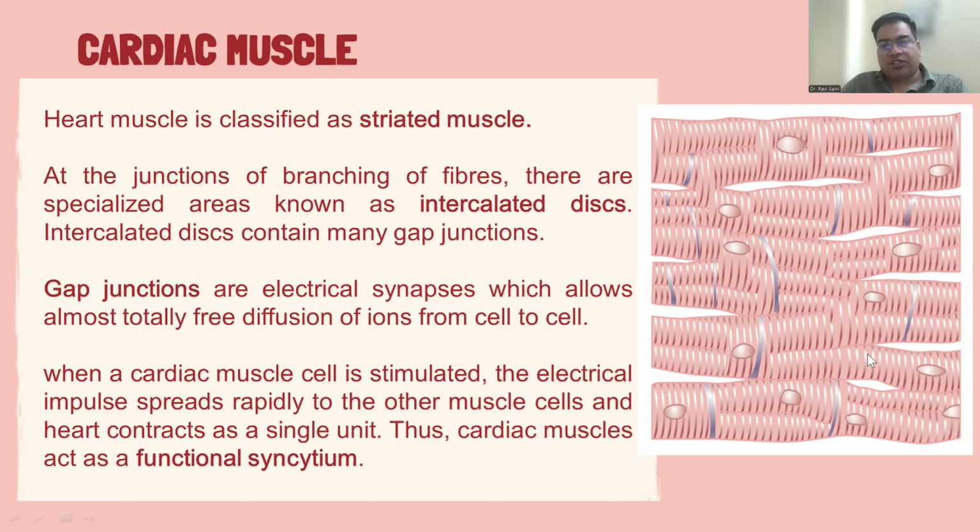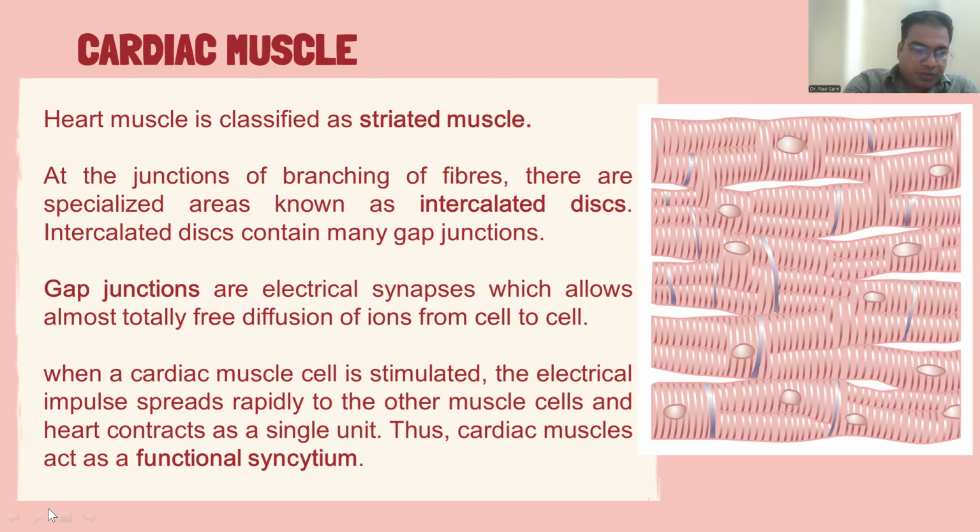Heart muscle is classified as striated muscle. At the junctions of branching of fibers, there are specialized areas known as intercalated discs. Intercalated discs contain many gap junctions.